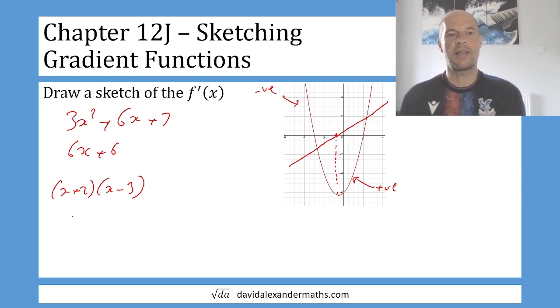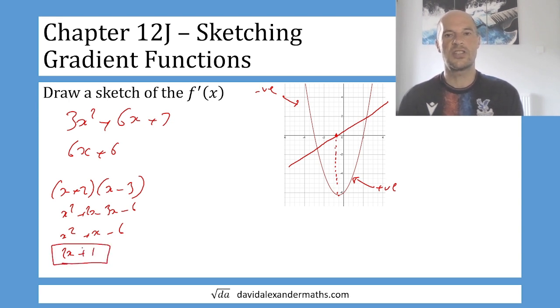Let's just expand the brackets though, because maybe we can actually work out what the equation of the line should be and whether or not my y-intercept is vaguely okay. I suspect probably not. So it's x squared plus 2x minus 3x minus 6. So x squared plus x take away 6. If I differentiate this, it's 2x plus 1. So the equation of the line I should have drawn is 2x plus 1. It should have cut through there.